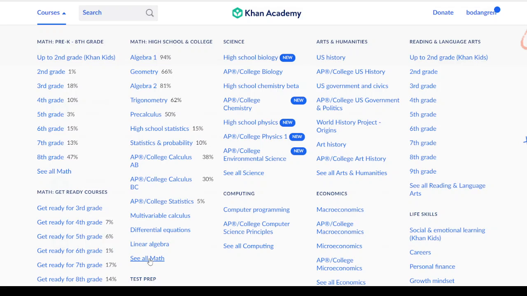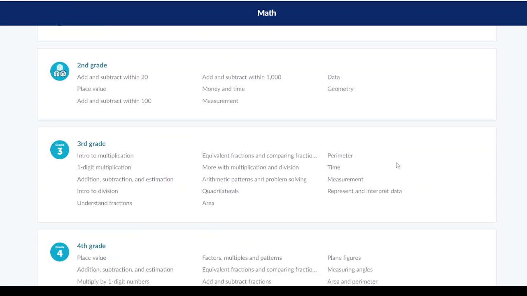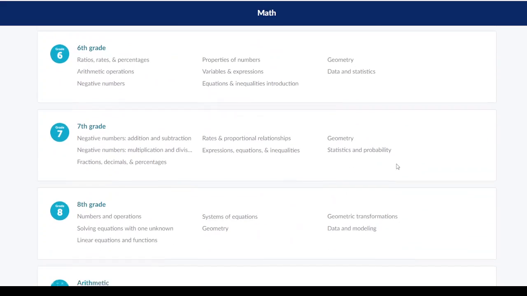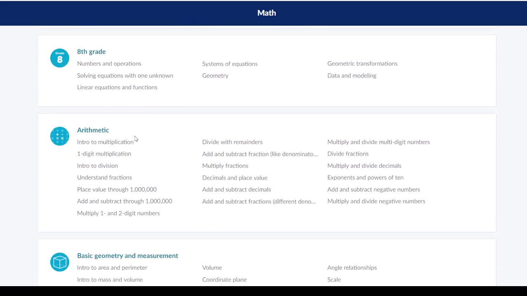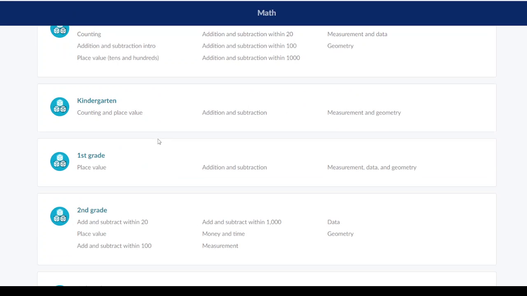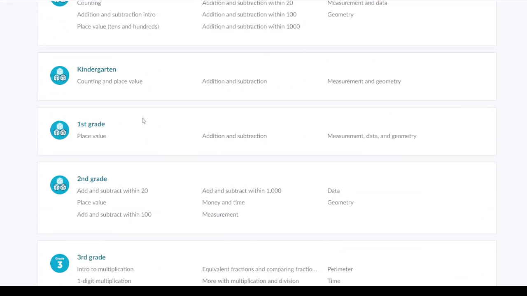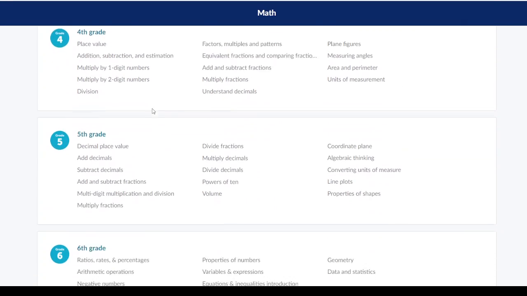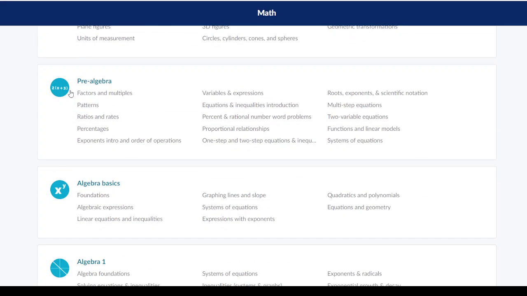Go ahead and click that, and once you get there, you'll see early math and kindergarten and first grade. Khan Academy is great, and it has everything. If you feel that you're weak, you can go back and start working extra on other stuff. But we're going to try to find this course here, pre-algebra. Let's see how far down that is. Well, that's kind of confusing. Let's go early math, kindergarten, first, second, third, fourth, fifth, sixth, seventh, eighth, arithmetic, basic geometry, then pre-algebra.